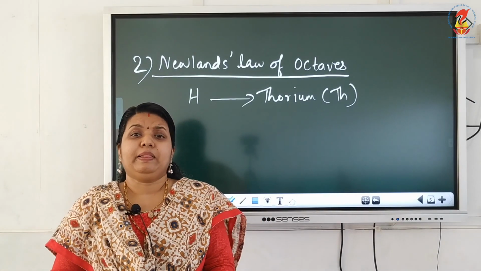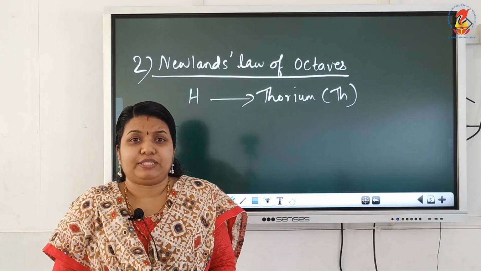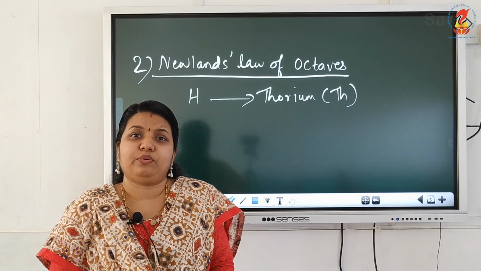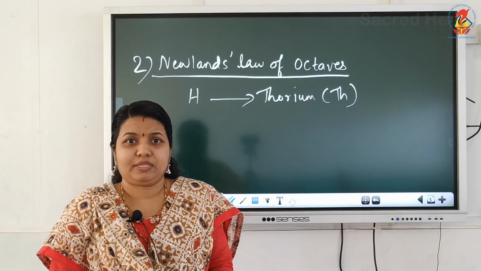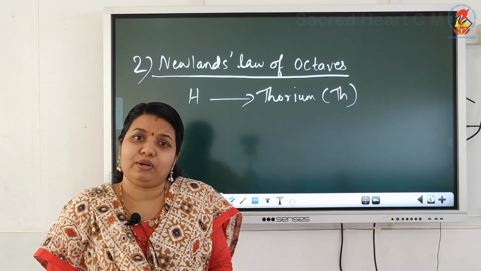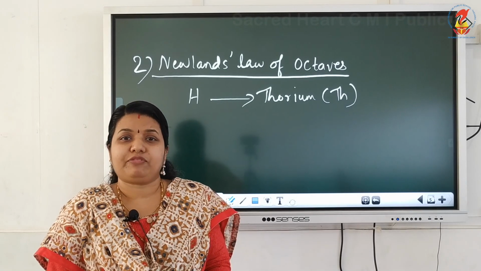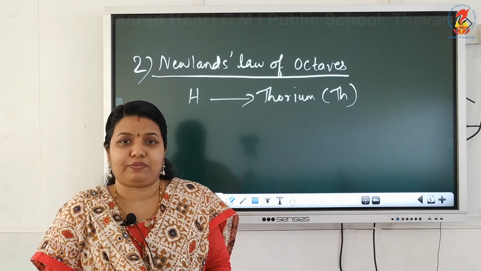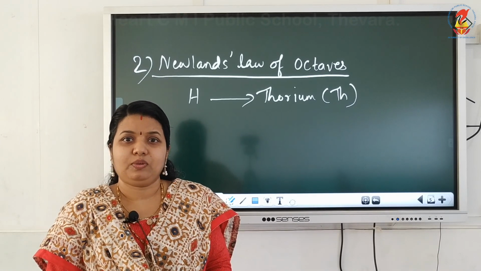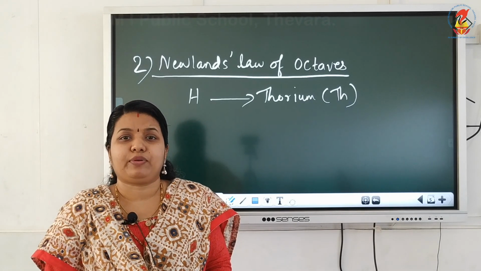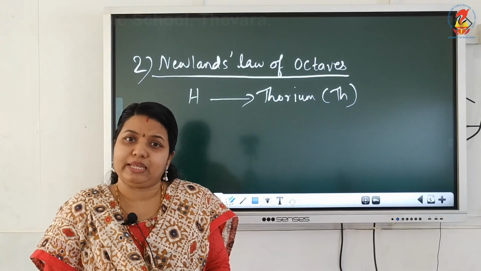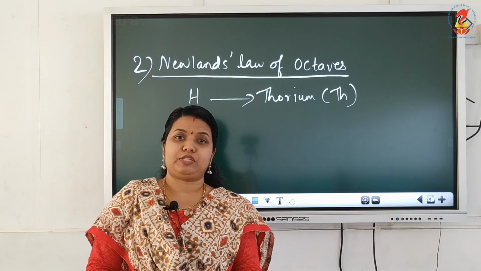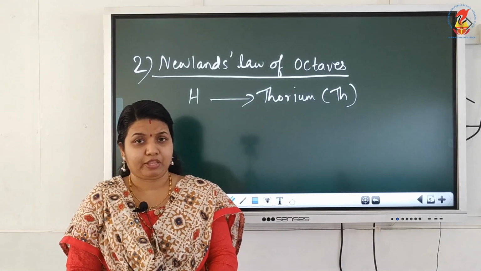First one is that this system of classification worked well only for lighter elements. It worked only till calcium. After calcium, every 8th element didn't possess properties similar to that of the first one. So, this system worked well only for lighter elements. It was applicable only up to calcium.